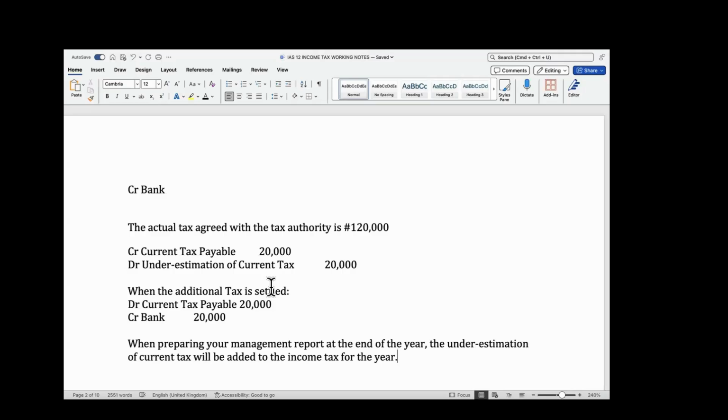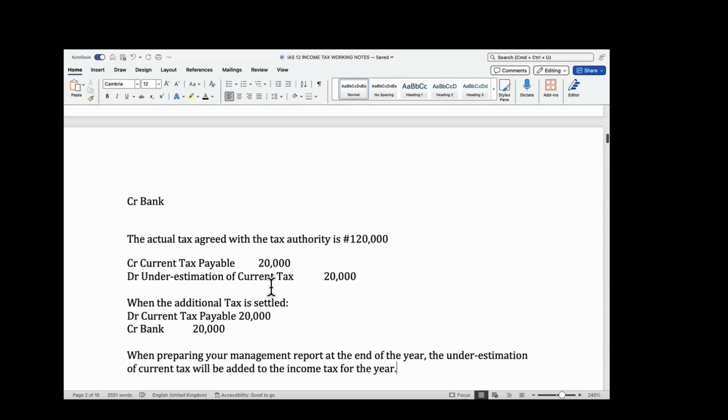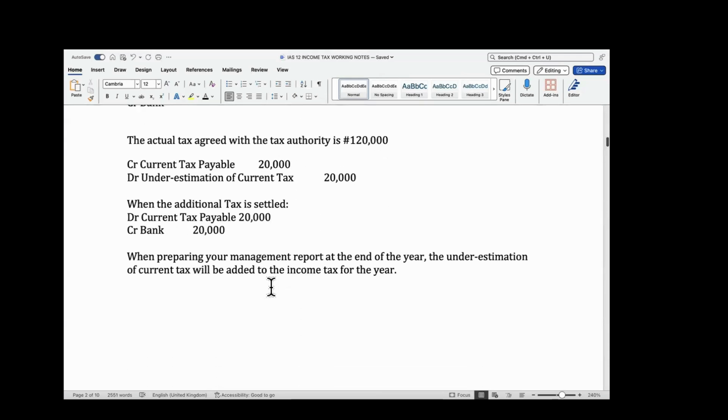So IAS 8 even covers this, if you look at it from that angle. Even though it looks as if it's based on last year's profits, it's more like a change in estimates, and IAS 8 says you're free to treat it prospectively, which is in line with the way IAS 12 recommends that we treat it. So you don't need to adjust opening retained earnings. You would impact it on your income tax for the year. That's how it will work.